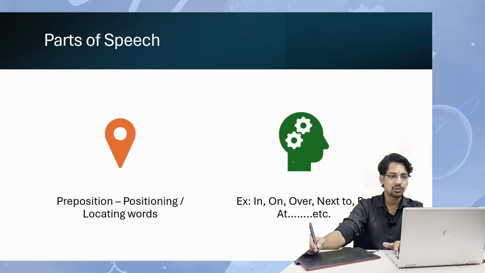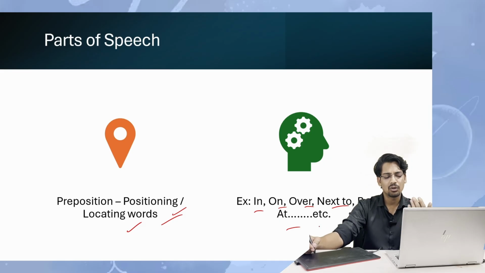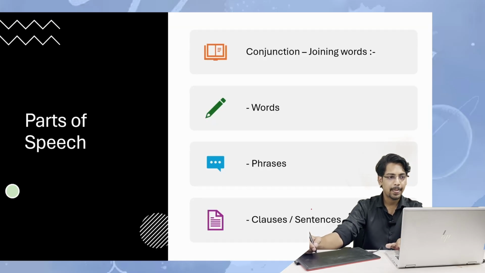Now let's go to the next topic. That is the preposition that tells about your position or location of something, like in, on, over, next to, by, at, beside. These are the words that tell about the location or position of something. Next word is conjunction. They are the joining words. They join not only the words but also the phrases, clauses, and sentences.